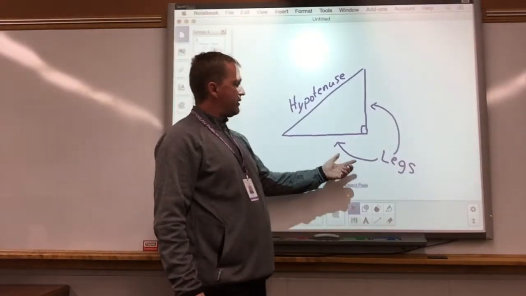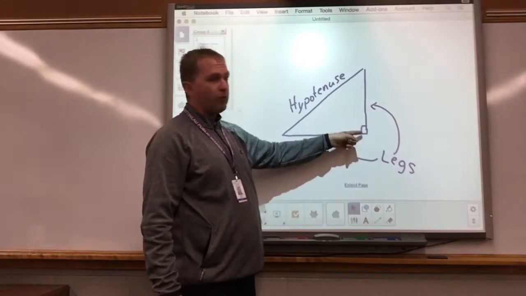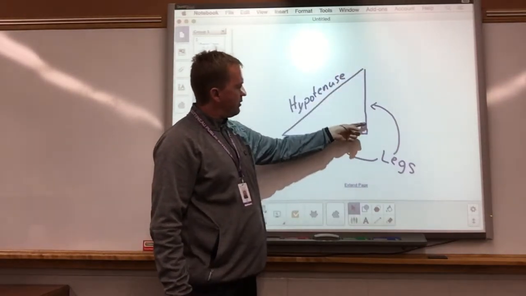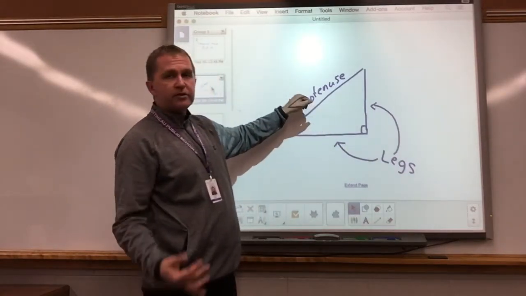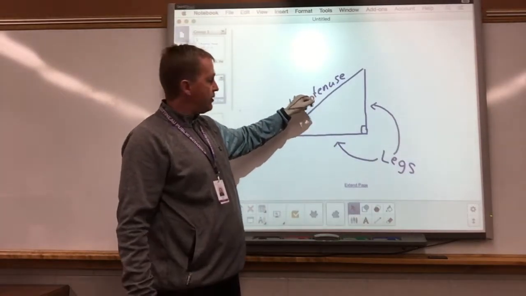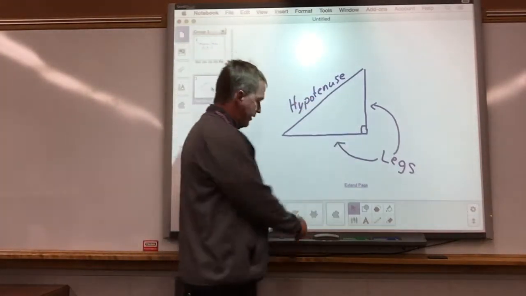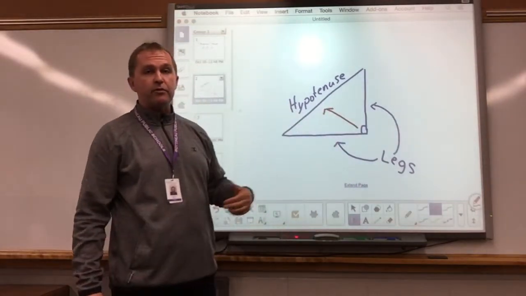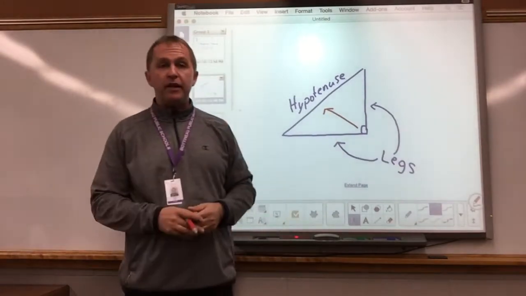The legs of a right triangle are the two sides that form the right angle. If you notice this side right here in the bottom and the side that looks fairly vertical form a right angle, those would be the two legs. While the hypotenuse is always directly across from the 90-degree angle. So if I find that 90-degree angle and go directly across, that has to be the hypotenuse. Once I label the hypotenuse, the other two sides of the triangle have to be the legs.